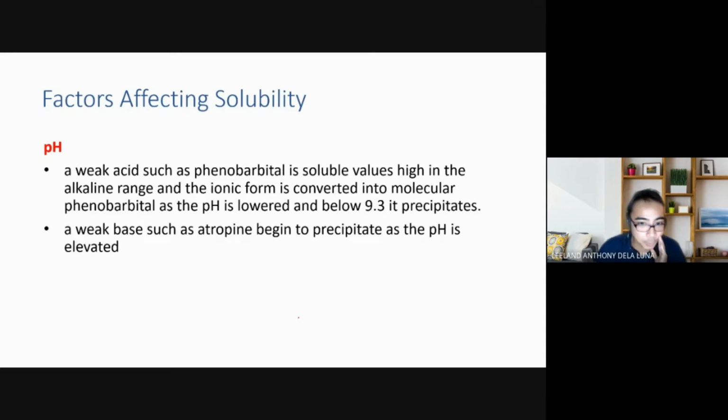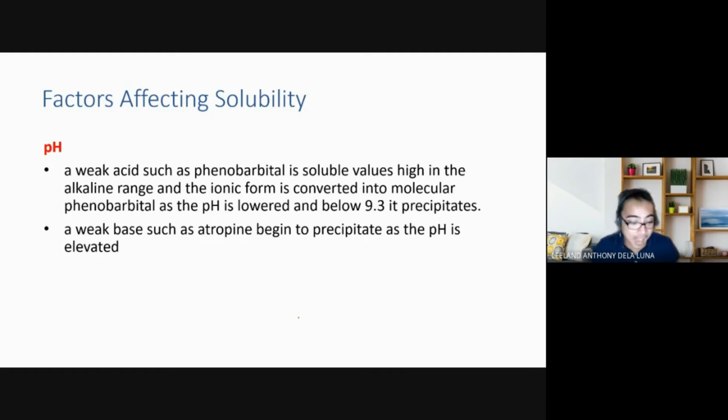Okay, so a base naman would usually precipitate if the pH is elevated. So what am I saying here, class? Okay, kapag weak acid kasi ang gamot mo, tapos ang iyong solvent is a base, acid and a base, di ba? Okay, acid, sabi natin, can donate protons, bases usually accept electrons. Okay, so positive, negative, may affinity sila towards each other. That's why, class, oftentimes, if you have a weak acid, mas mabilis siyang i-dissolve in a base solvent.